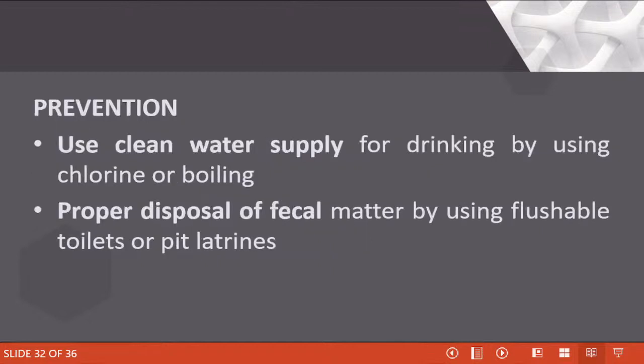Ladies and gentlemen, how do we prevent cholera? Cholera can be prevented in the following ways. Firstly, use of clean water. Clean water supply for drinking, by using chlorine or boiling. Secondly, proper disposal of fecal matter by using flushable toilets or pit latrines.